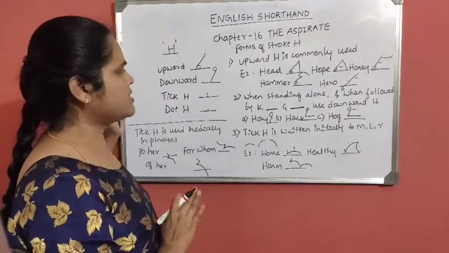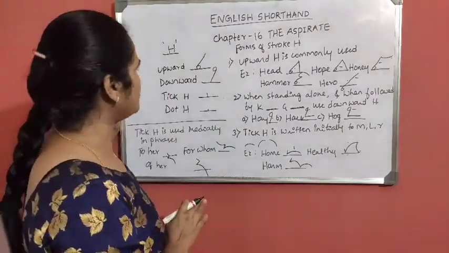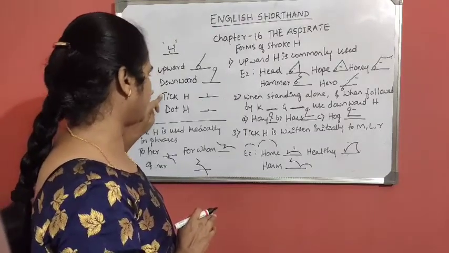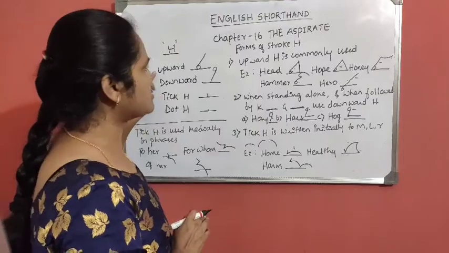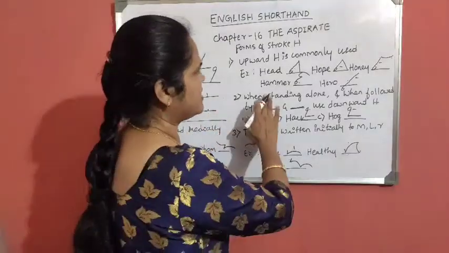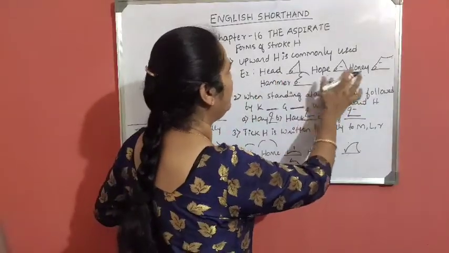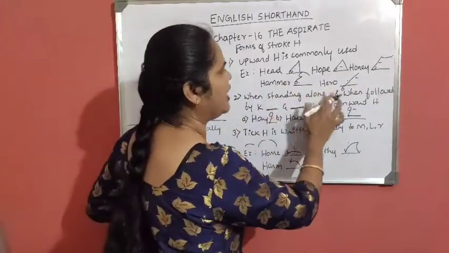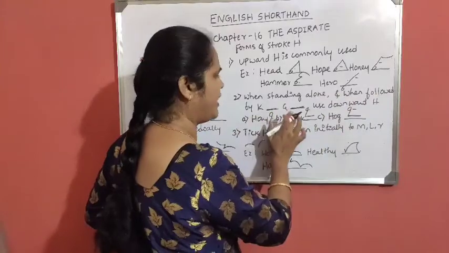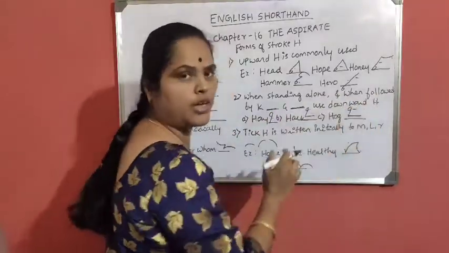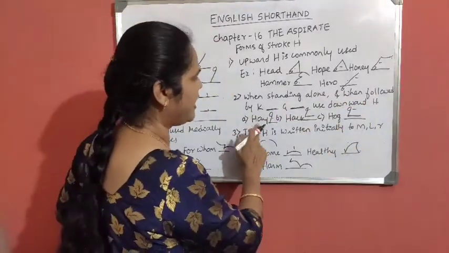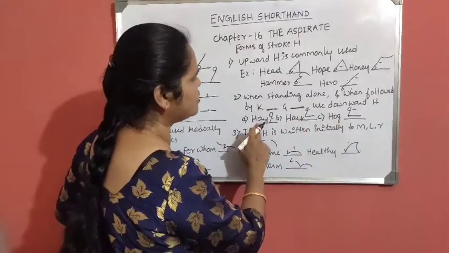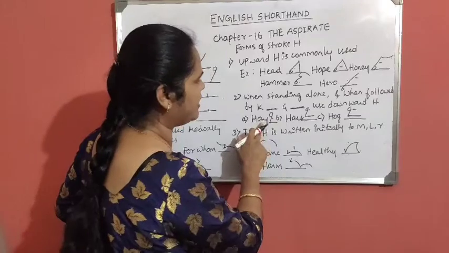Now is it clear when we have to use these three forms of H? One is upward, downward and tick H. Upward form of H is commonly used. So the examples are here: head, hope, honey, hammer, hero. And when standing alone and when followed by K, gay, we have to use downward H. That is hay, hack and hog. Hay, in this only H is standing alone.